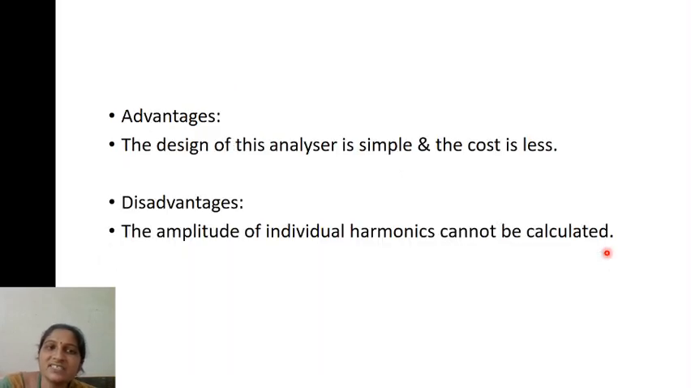Okay? And the advantages of this total harmonic distortion analyzer are that the circuit is very simple and the cost is less. Only a T network is used here, the circuit is very simple and easy to design, so the cost is also very low. And the disadvantage is that the amplitude of the individual harmonics cannot be calculated. You are calculating only the total harmonic distortion. If you want to measure the amplitude of a particular harmonic, then this cannot be done using the THD analyzer. So that is one of the disadvantages of this total harmonic distortion analyzer.